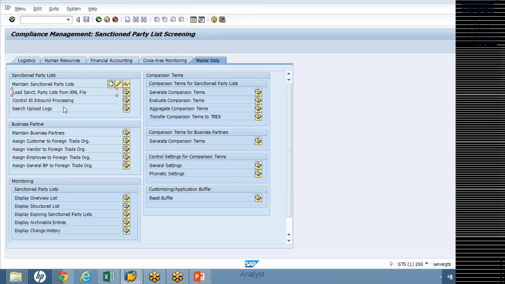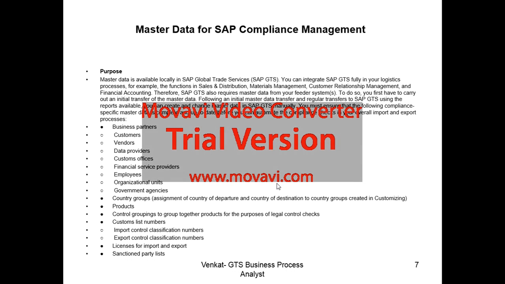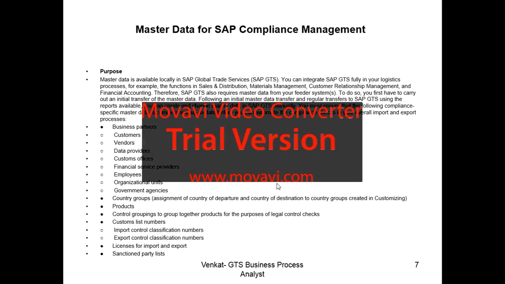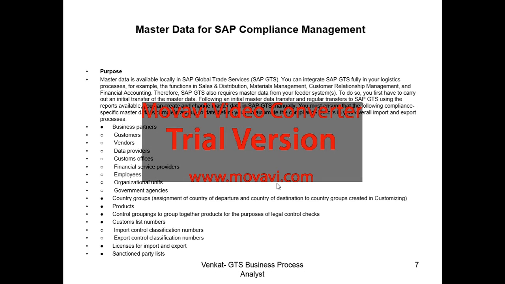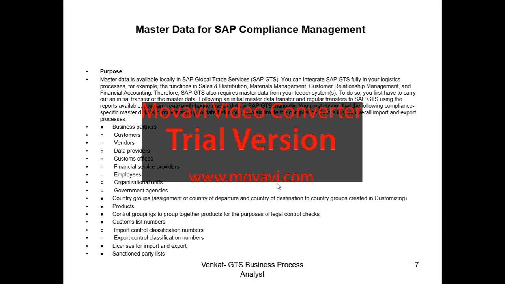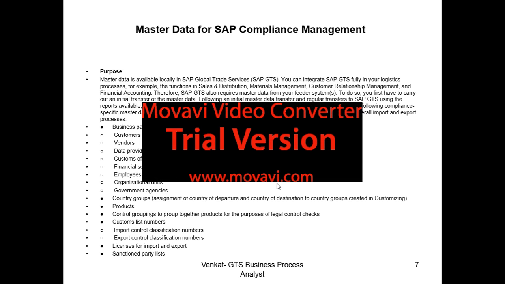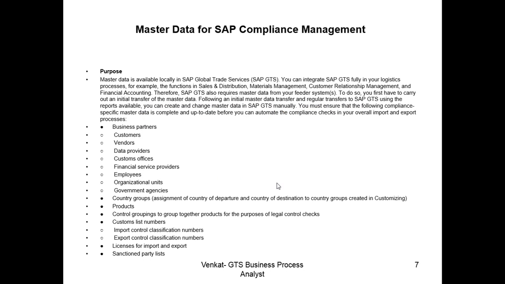So this is the master data for the sanction party. Now, what you understand is the master data related to compliance management: business partners, country groups, products, control groups, custom list numbers, that is the import control classification number or export control classification number, the licenses for import and export, and finally the sanction party list. These are the different master data elements available in compliance management.